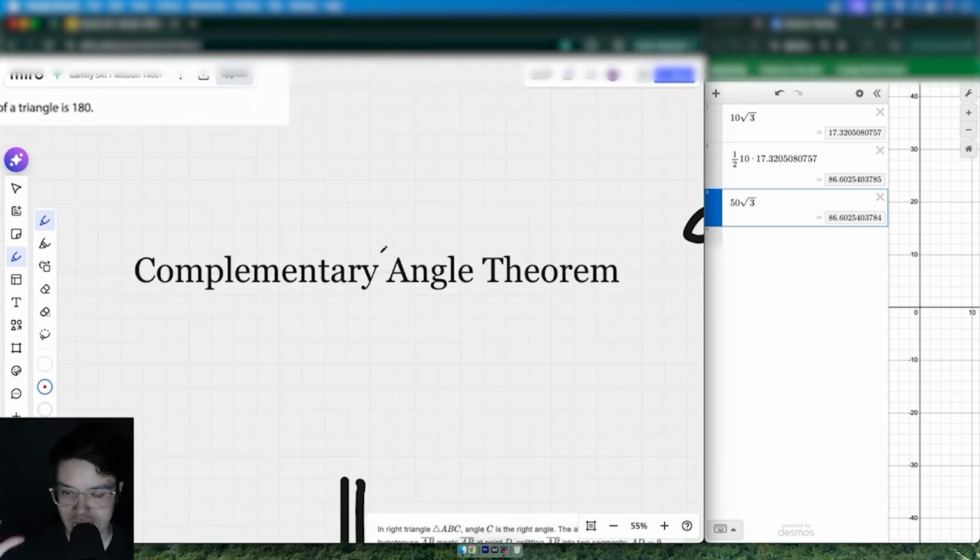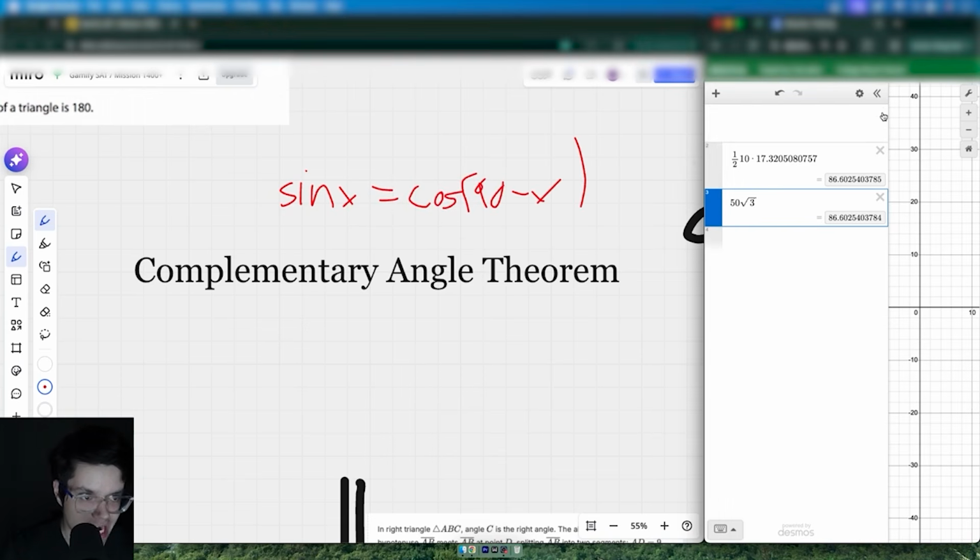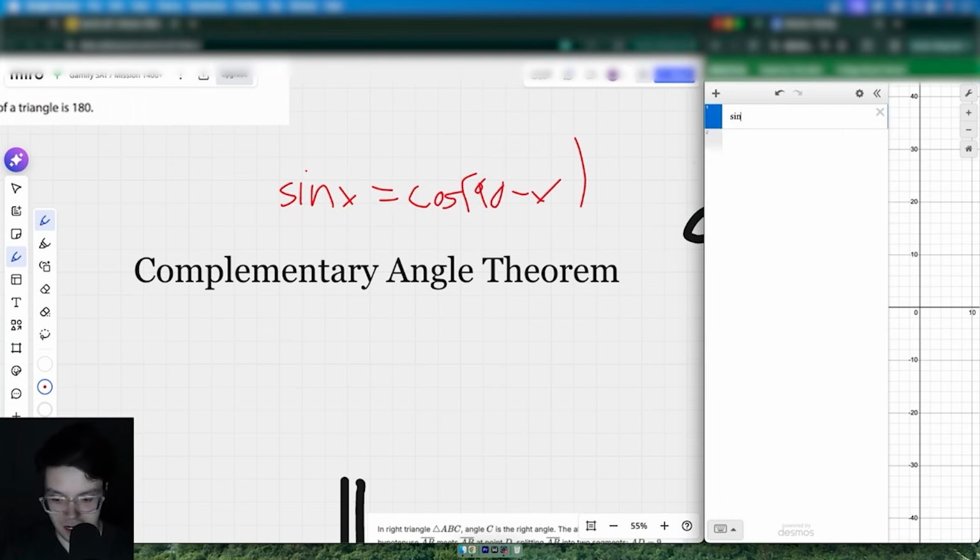Last major rule out of these four is the complementary angle theorem. This really does not appear that often, but what it says is that if you have sine of an angle, like sine of x, that must be equal to cosine of 90 degrees minus that angle. And we can just go ahead and even test this right here. If I said sine of, let's just say 67 degrees, we can just take here cosine of 90 minus 67. And yes, they equal the exact same amount for both things. So really it's that simple.